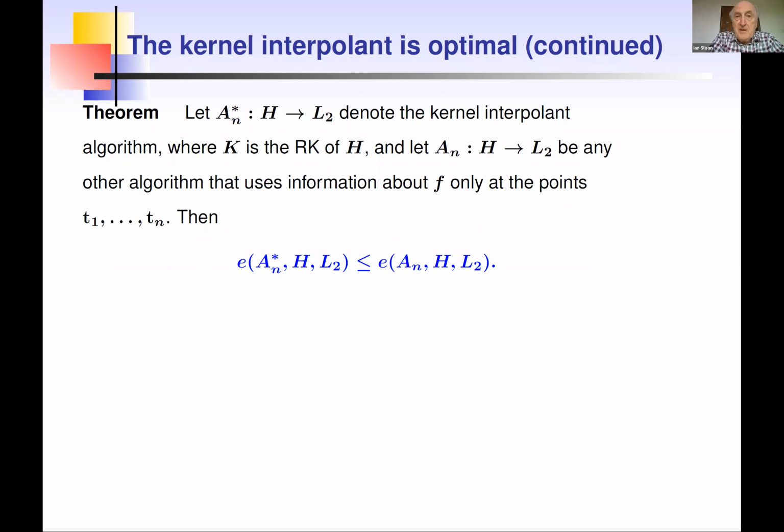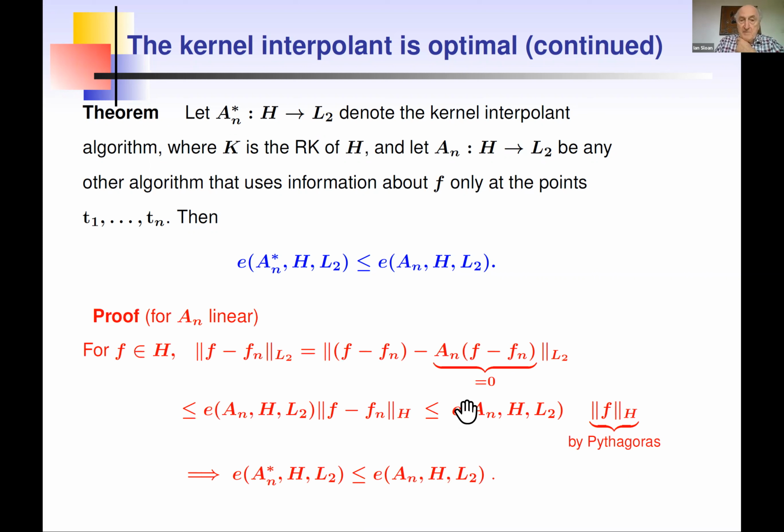So the optimal property of kernel interpolation is that if A_N star is the kernel interpolant, the one I've just defined, and A_N is any other algorithm that uses information only at the same points, then the kernel interpolant is the smallest one, and it's a simple argument. I just give the linear argument here, but f minus f_N is the same as f minus f_N minus A_N, because A_N times f minus f_N is 0, since this algorithm A_N uses information only at the points t, where f_N has the same value.